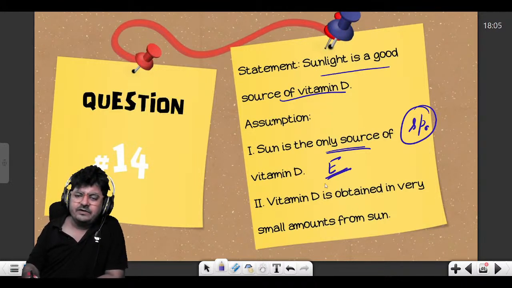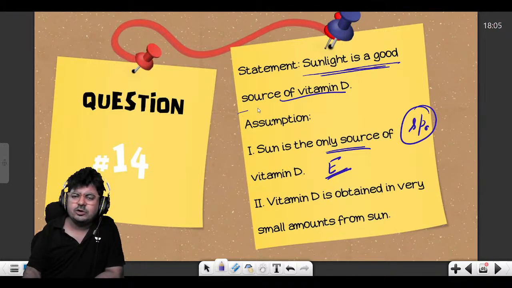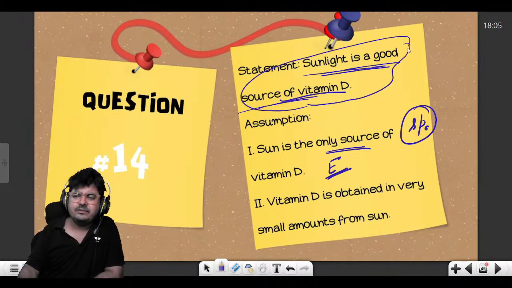So second, vitamin D is obtained in very small amount from sun. Is there anything related to amount or something in the statement given? क्या बोला इन्होंने यहाँ पे कितनी मात्रा में मिलता है या नहीं मिलता? No, they just said it. We get vitamin D from sunlight, but they haven't said कि a small amount or large amount or anything. So it is also explicit.